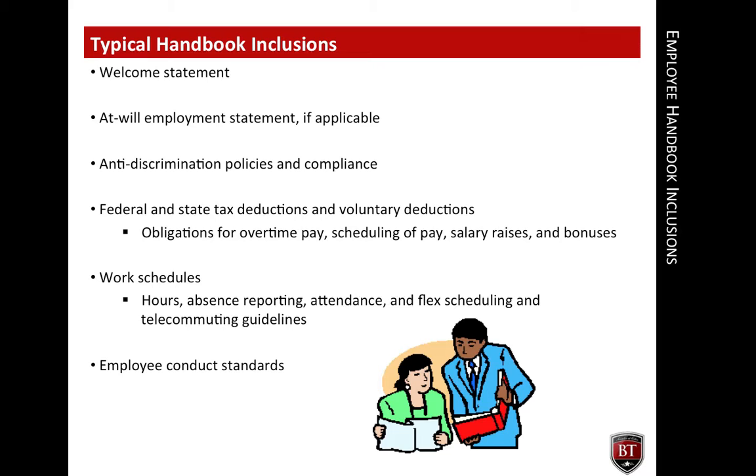discrimination and harassment. The handbook or employee manual can include compensation details in regards to federal and state tax deduction information, as well as voluntary deductions for company benefit programs. This compensation information could also include legal obligations to employees regarding overtime pay, pay schedules, performance reviews, salary increases, timekeeping, breaks, and bonus compensation.